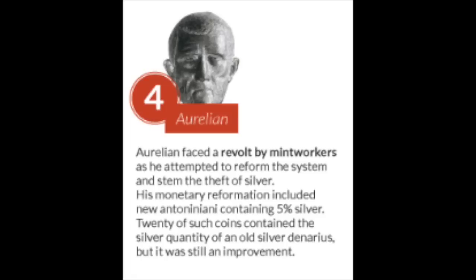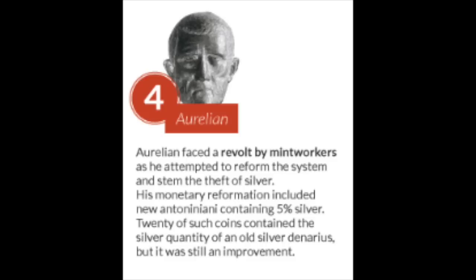Aurelian faced a revolt by mint workers as he attempted to reform the system and stem the theft of silver. So the mint workers are stealing silver. His monetary reformation included new Antoninianii containing 5% silver.